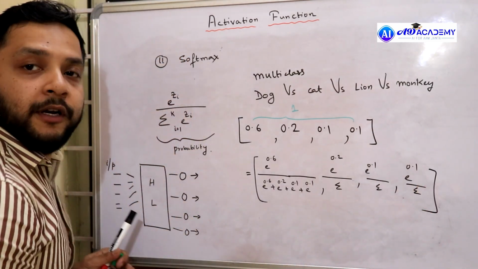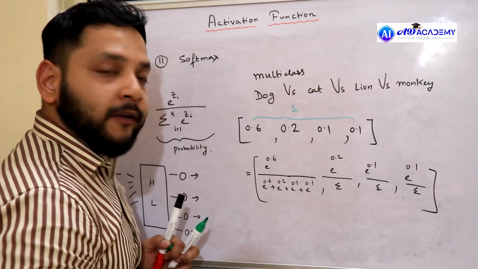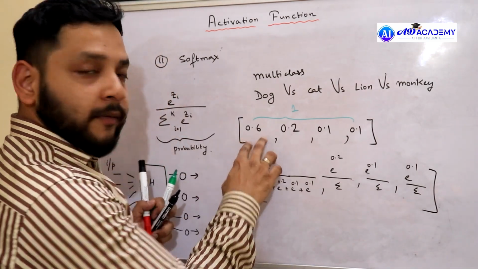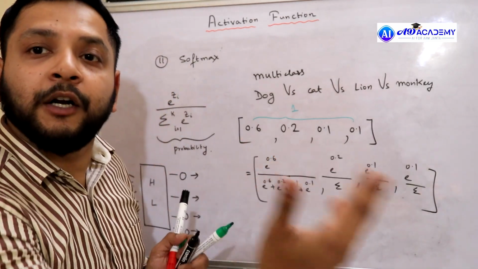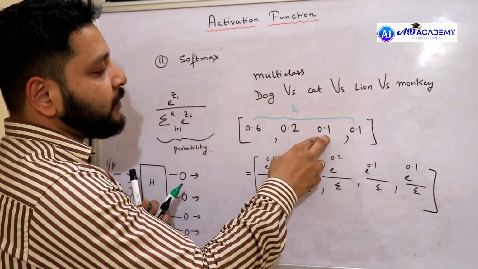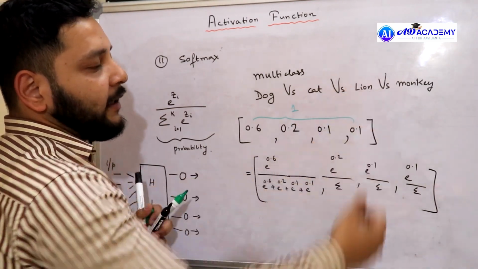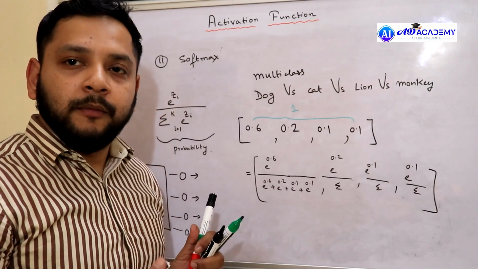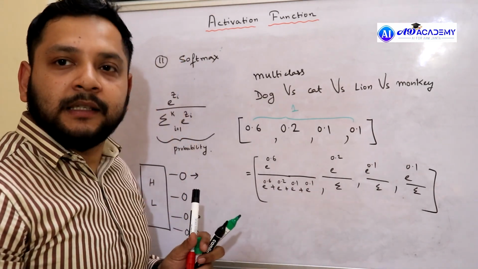In this way we are calculating the probability, and whichever probability is higher, that will be the output. If the dog's probability is higher, then the output will be a dog, and if the probability of, say, lion is higher, then it will predict that yes, it is a lion.